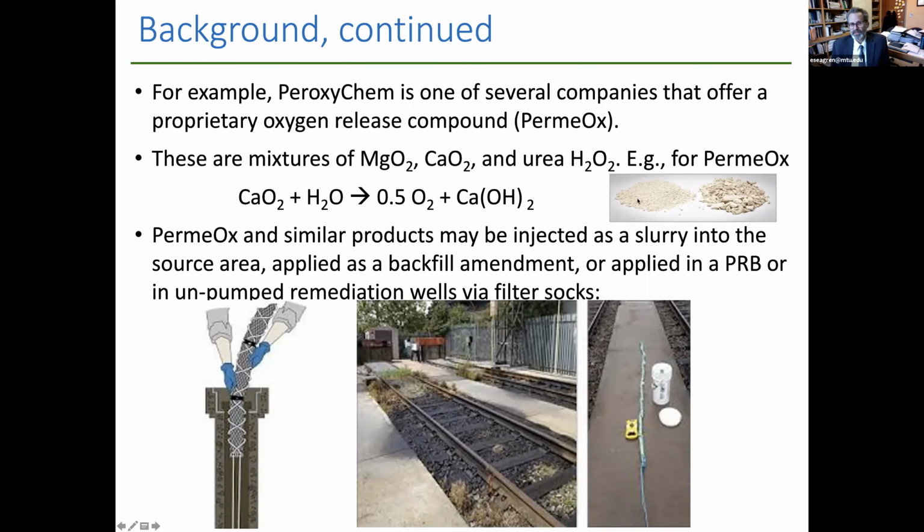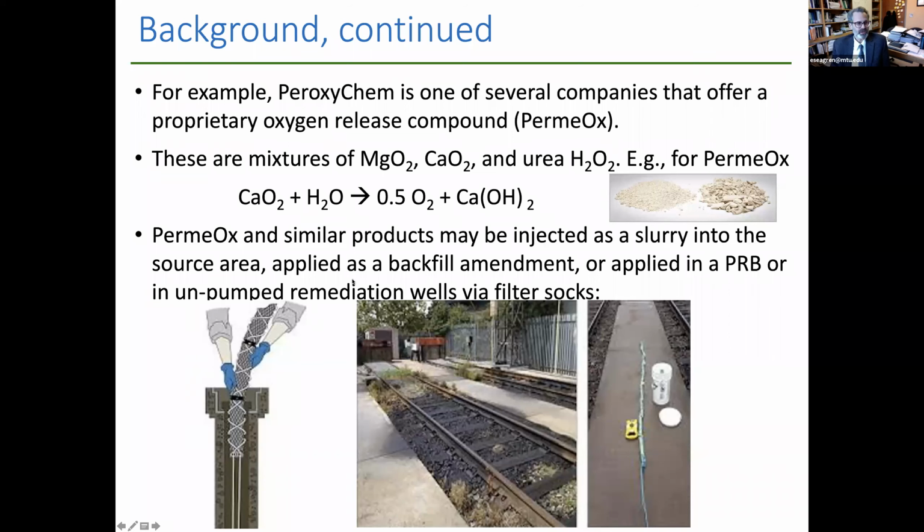Now, the Permeox that we use comes in two forms, as shown here. It can be a kind of a powder, so you can make a slurry that you could directly inject into the source area using direct injection techniques, for example, or you could mix it with backfill into the contaminated zone, or using the more granular form, we could apply it in a PRB or unpumped remediation wells.